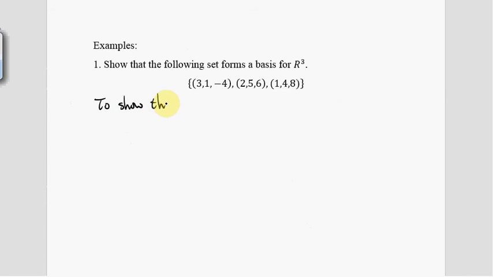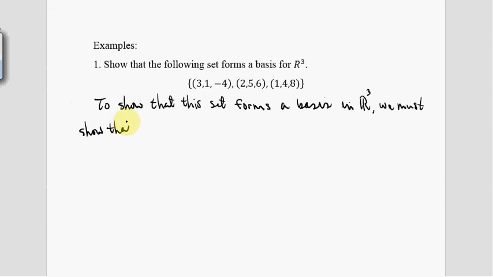To show that this set forms a basis in R3, we must show that the set spans R3 and that the set is linearly independent.